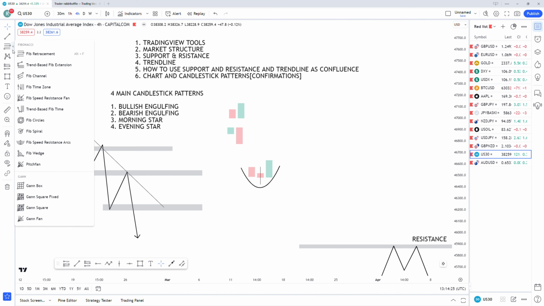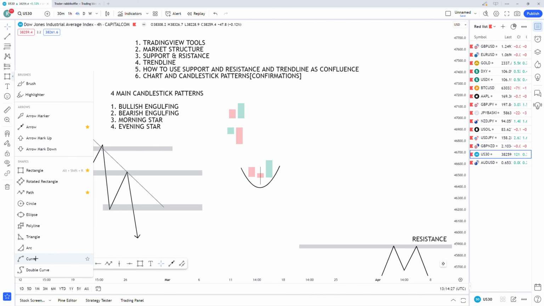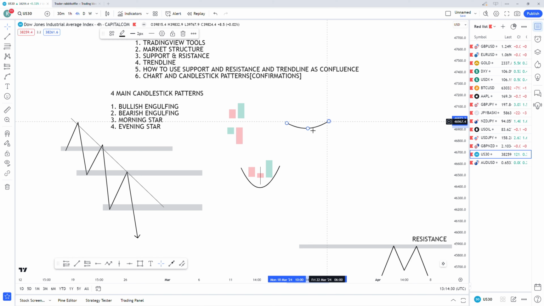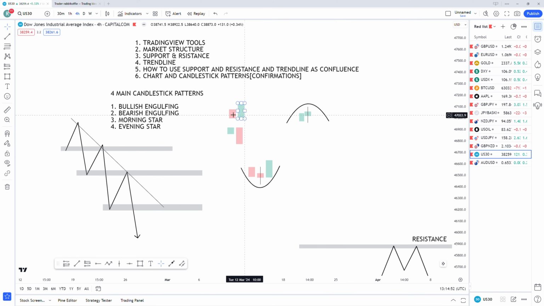For the evening star, it's like an N, like this. The evening star is like an N, like this. That's when you have what? A bullish candle like this, and then you have what? A bearish candle or a bullish candle with a wick in the middle like this, and then you have what? A bearish candle going to the downside like this. So this is for the evening star.